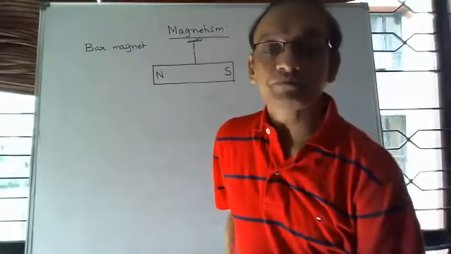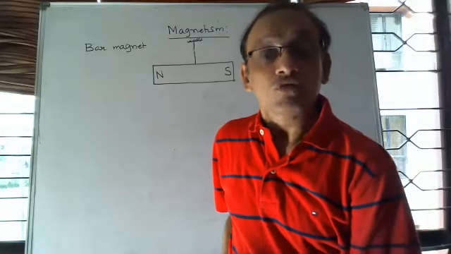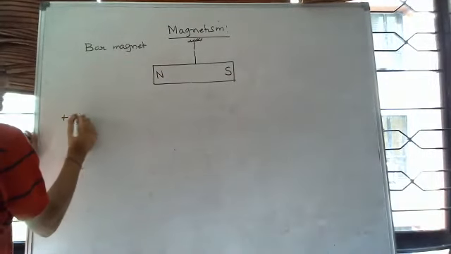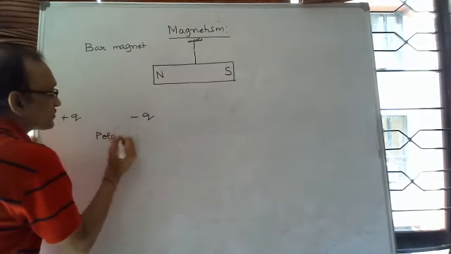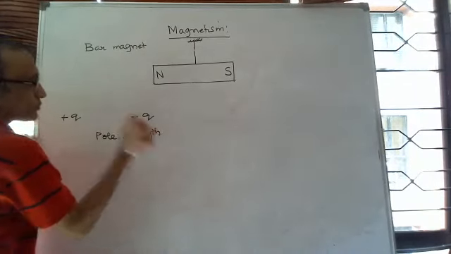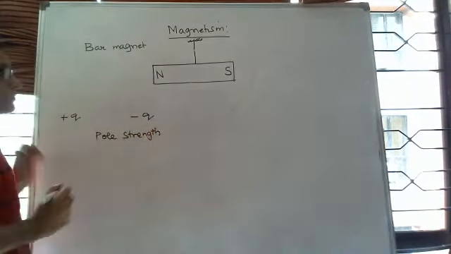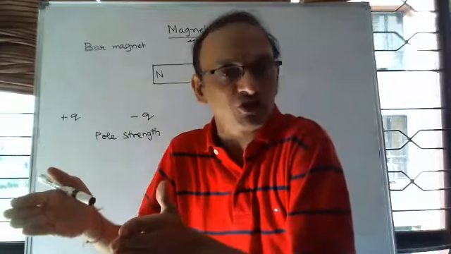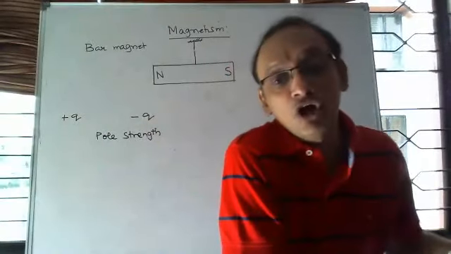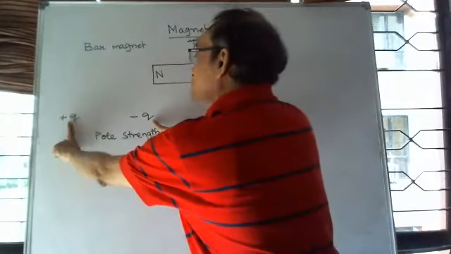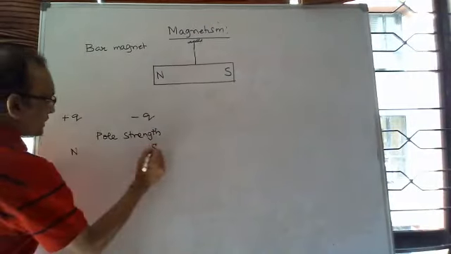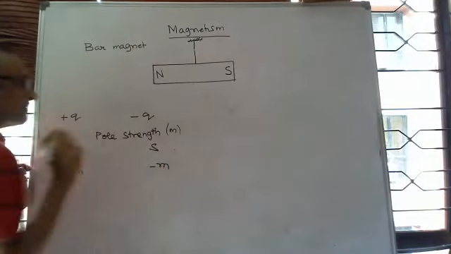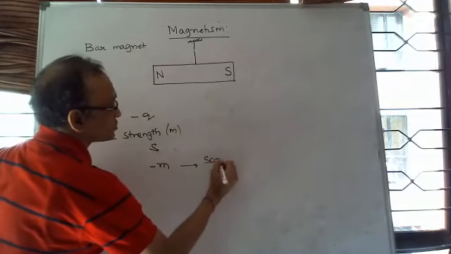Now, similarly, in magnetism, we have what's called a pole strength. Just like charges, plus Q, minus Q, pole strength again is a property of a pole, a north pole or a south pole. A north pole is assigned a positive value of pole strength, plus M. A south pole is assigned a negative value of the pole strength. This is pole strength, which is a scalar quantity, just like charges are scalars.